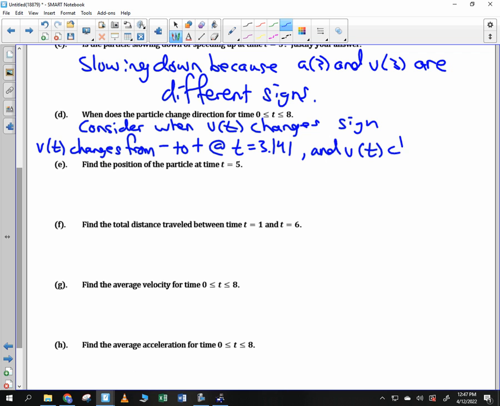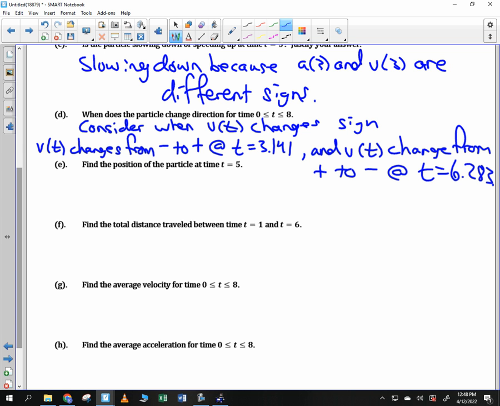And V of t changes from positive to negative at time equals 6.283. And that will be a very good answer for that question. So you have to understand the velocity tells us the direction of travel, up or down or right or left, and you need to interpret that with the graph.